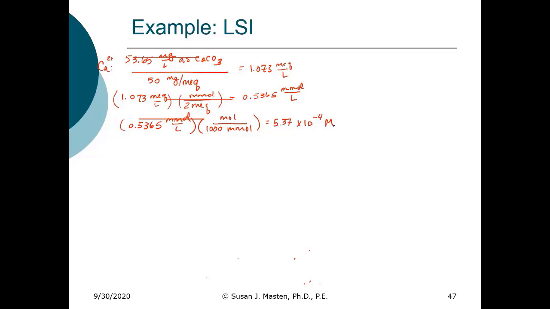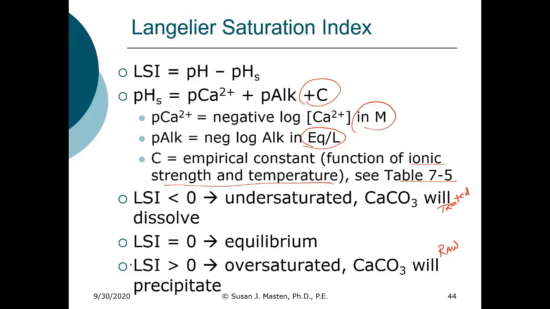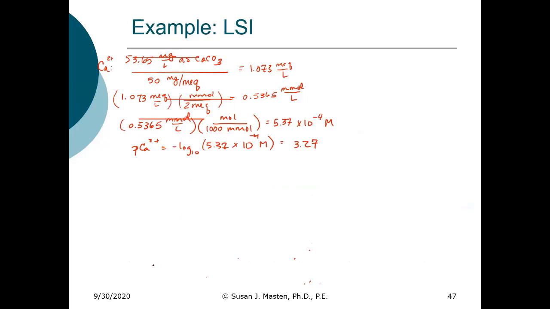What we need to calculate then is pCa, the calcium concentration. That's the negative log base 10 of our calcium concentration, and that is equal to 3.27. Okay, so we go back here, and that is this value right here. Now, we're told that the pH is equal to 9.89.